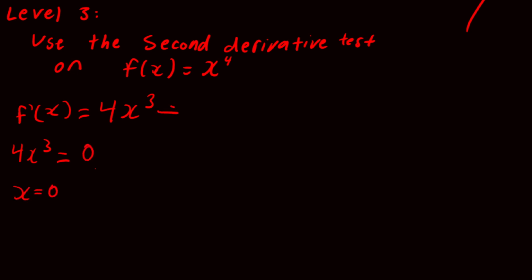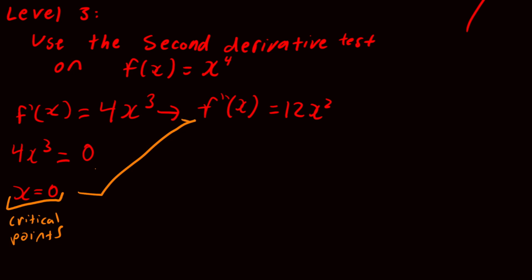Alright, so now we take the second derivative, which is just the derivative of the first derivative, which is 12x squared. Oh, sorry, I didn't even label it. This is our critical points, and we plug our critical points into our second derivative. Well, f double prime of 0 equals 12 times 0 squared, which equals 0.